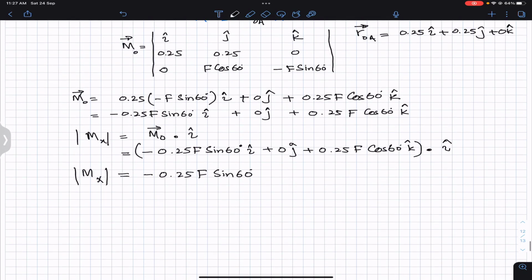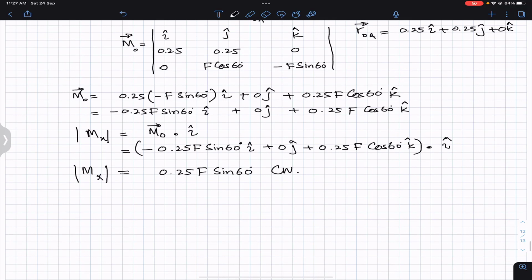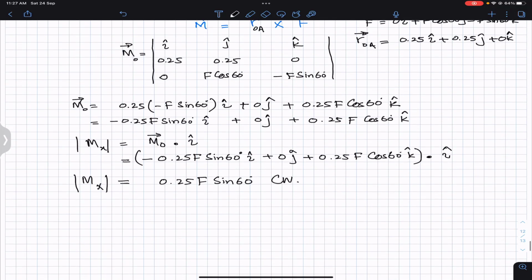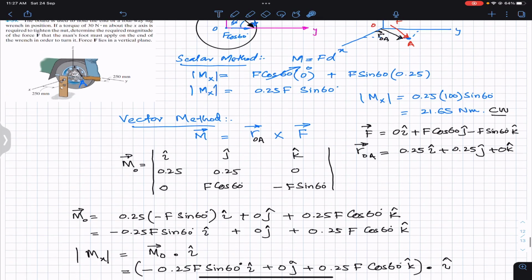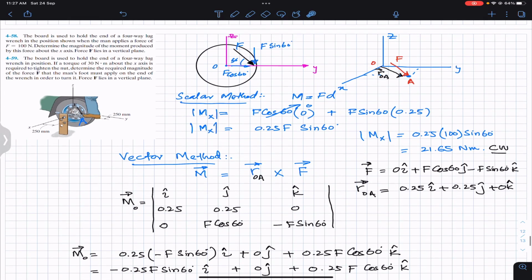Similarly, here we get that same 0.25 F sine of 60 using the vector approach, and here we get the negative sign. The negative sign tells us that this is the clockwise moment. Now if we want to find the magnitude, we need to put F equals 100, and that will give us that same value, that is 21.65 Newton meter. So this is using both the approaches. Now it's up to you. In the problem statement it is not said to use a particular method, so you can find the magnitude by using the scalar method or the vector method.